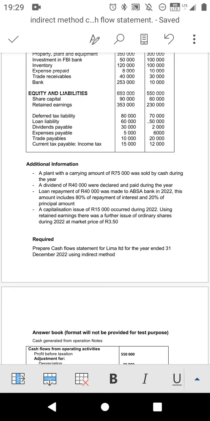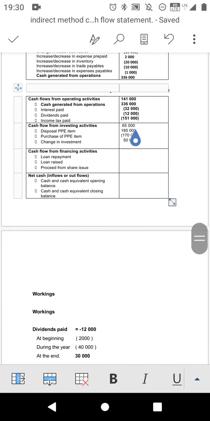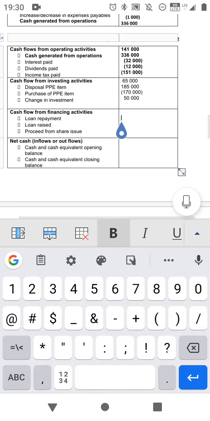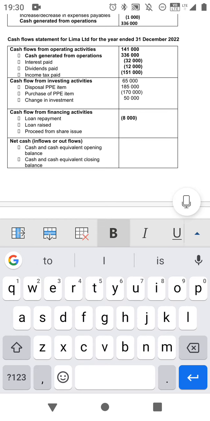Alright, so simply means that in this case we are going to take 40,000 multiplied by 20%, then we will get a principal amount that has been repaid. If you take 40,000 multiplied by 20%, you will get an amount of 8,000. So this 8,000 is the one that we repaid. Simple as that. So now we have to check if there is any loan that we borrowed. How do we check that?